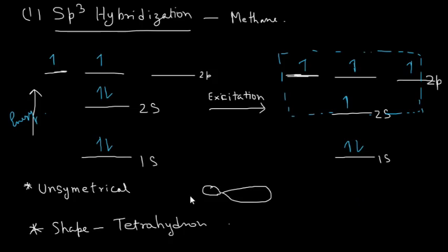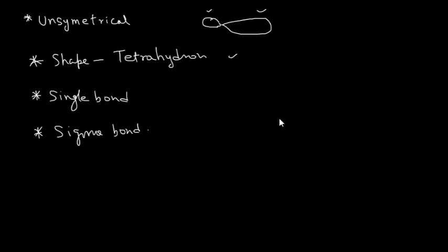A few of the main properties of sp3 hybridization: the orbitals are equivalent, and the shape formed is tetrahedral. They form single bonds, all the atoms in the molecule form single bonds with each other, as well as sigma bonds. The bond angle between the carbon and hydrogen bonds is 109.5 degrees. An example is methane. Ethane can also be an example.